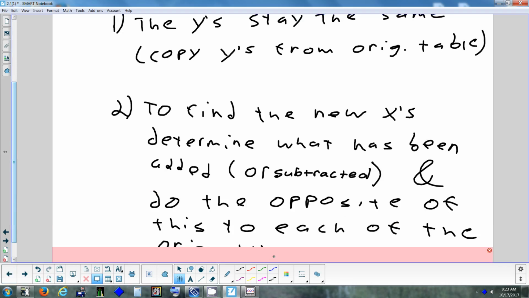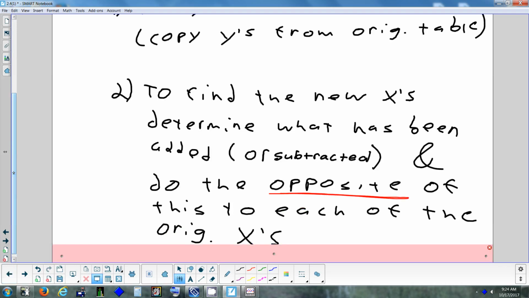And now, once you know what you've added or subtracted, remember phase shift does the opposite of what you would think. So we subtracted pi over 2 in the next problem. I am going to add pi over 2 to all the x's in the original table. Okay, so look at your problem, look what's been added or subtracted, and do the opposite of that to all the original x's.